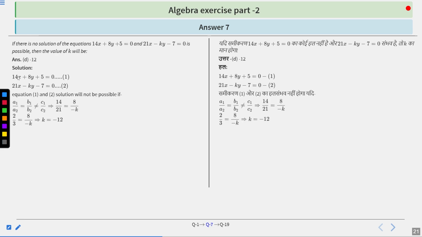That means a1 is 14 and a2 is 21. 14 upon 21 is equal to b1 upon b2. b1 is 8 and b2 is minus k, equal to 8 upon minus k. From here, 2 upon 3 equal to 8 upon minus k. So the value of k is going to be 8 into 3 upon 2, that is minus 12. So for k equal to minus 12, solution will not be possible. Option number D is the correct answer.